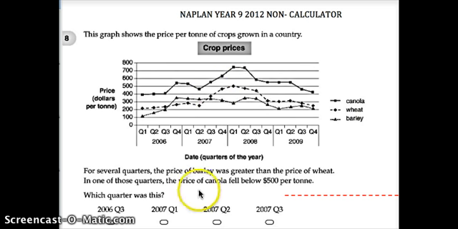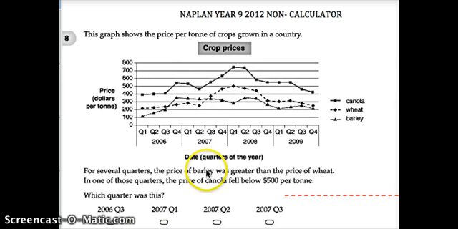So for several quarters, the price of barley was greater than the price of wheat. In one of those quarters, the price of canola fell below $500 per tonne. Which quarter was this? Pause the video and attempt the question. Now, let's just read this again.